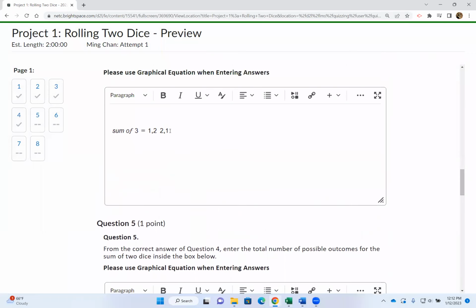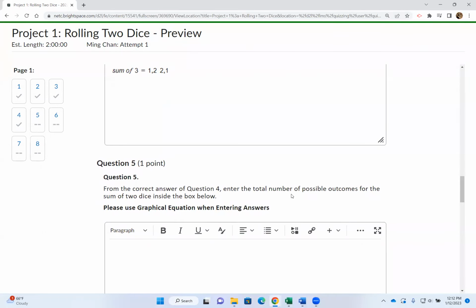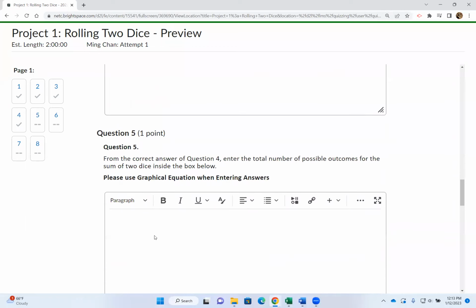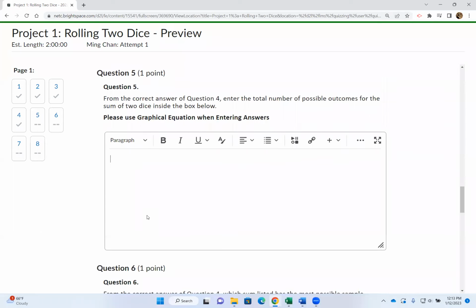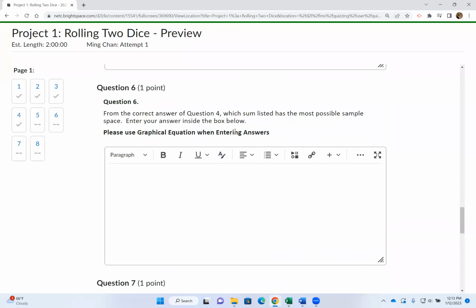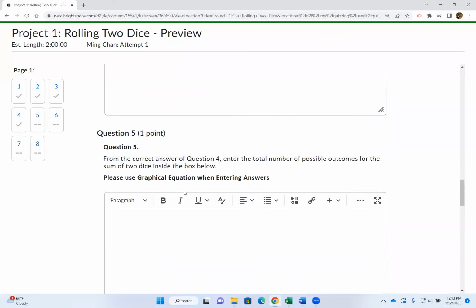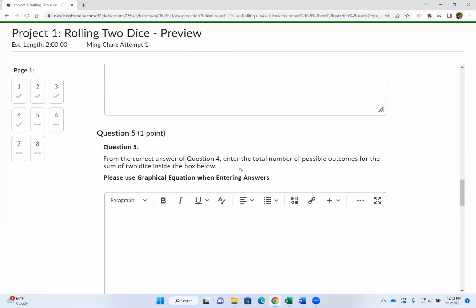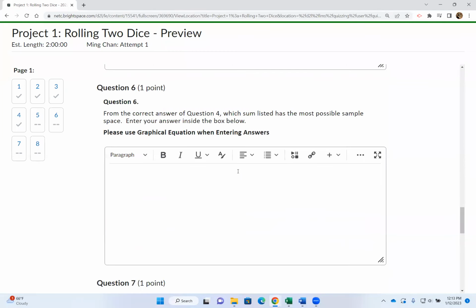So from the correct answer, you just enter in number 4, enter the total possible outcomes for the sum of 2 dice. So if you actually count them, and we discussed this in the lecture video, you should know what is the total possible outcome for rolling 2 dice. All right, from the correct answer, number 4, which sum listed has the most possible sample space? So look back, what you entered here, which sum has the most sample space?